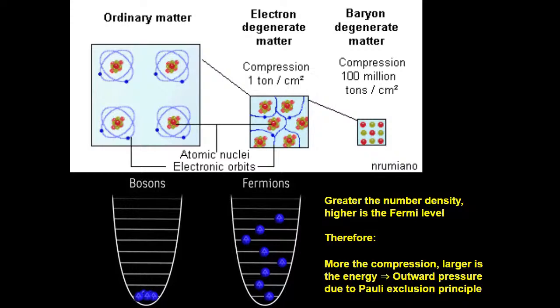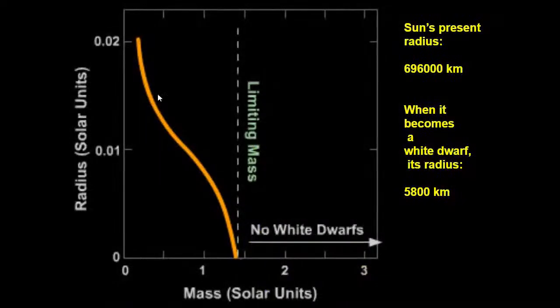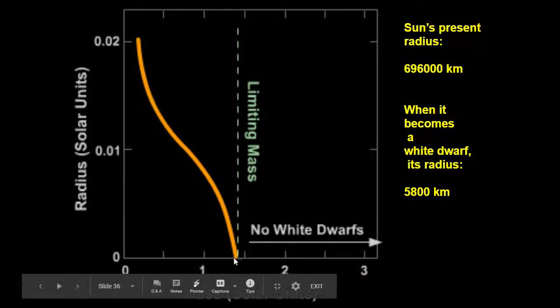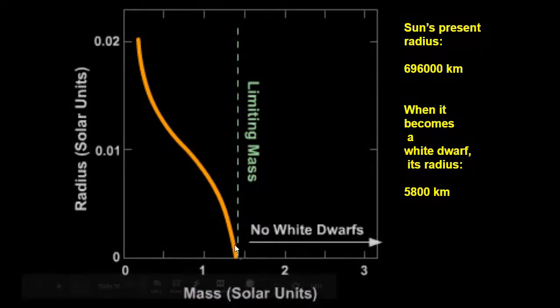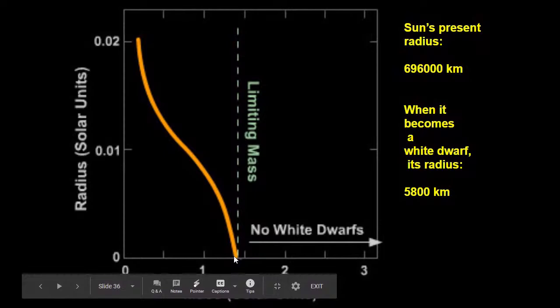But what Chandrasekhar had shown was that indeed, when the mass becomes greater than 1.4 solar mass, even this higher Fermi energy level rising because of compression will not be able to halt the collapse of the core. Chandrasekhar showed that as the mass goes beyond 1.4 solar mass, there is no solution. In fact, at 1.4 solar mass, for stability, the radius of such a core must be zero. And therefore, there cannot be any white dwarf beyond 1.4 solar mass.